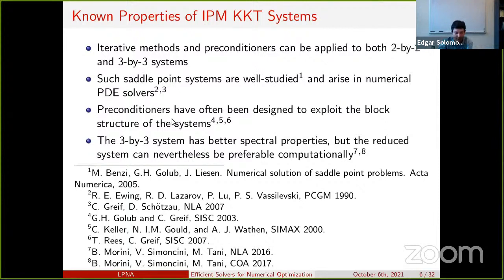There have been preconditioners designed that often try to specifically exploit the block structure that we see in the system. Here I'm citing just a few papers, but there are many other works and many other preconditioners relevant for these systems. Recently it's been shown by Marini, Solomonik, and Tani that the 3x3 system can be better conditioned than the reduced 2x2 system, in a sense because we're taking the ill-conditioned matrix D and factorizing it first and absorbing it into a key part of the system. However, from an experimental point of view, the 2x2 system is still competitive.